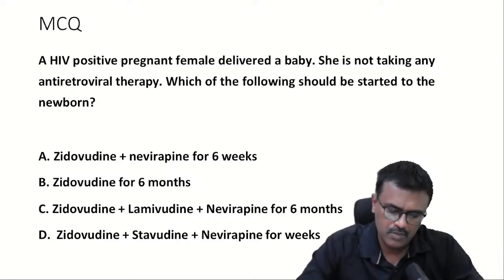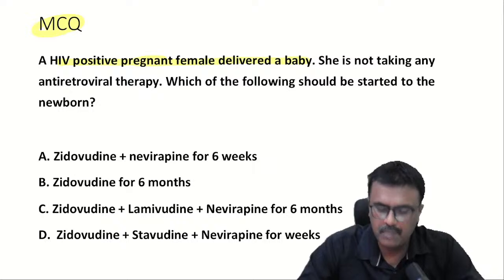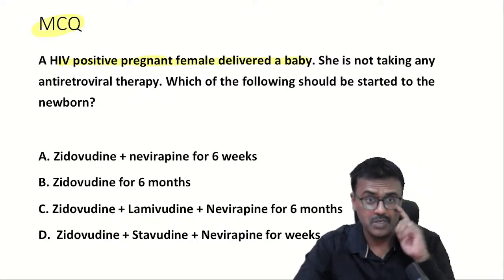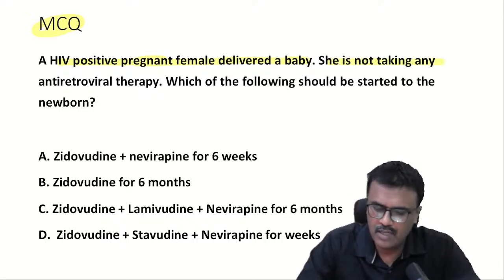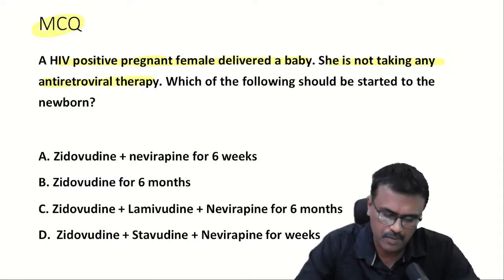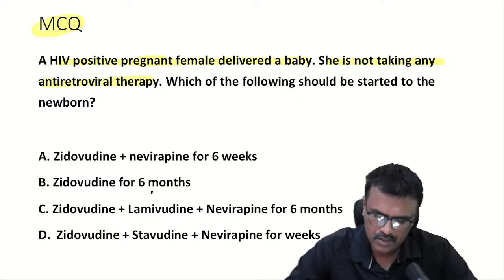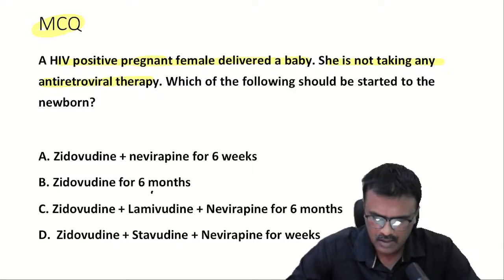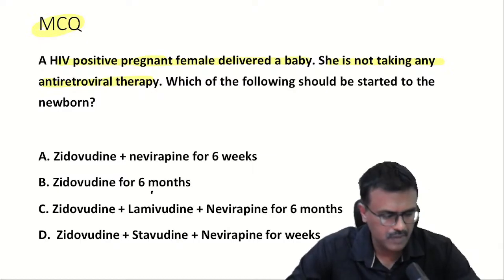Now the next MCQ. An HIV positive pregnant female delivered a baby. She is not taking any antiretroviral therapy. Which of the following should be started for the newborn? Zidovudine plus nevirapine for 6 weeks, zidovudine for 6 months, zidovudine, lamivudine, nevirapine for 6 months, or zidovudine, stavudine, nevirapine for weeks. So let us see that.